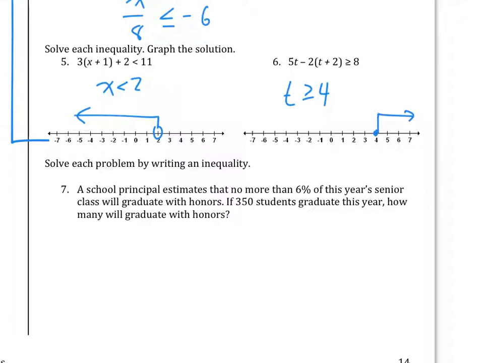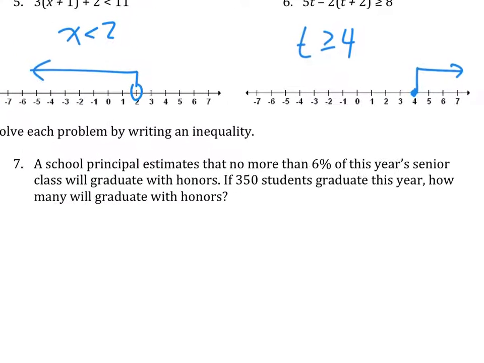Now, if you look at this word problem and you're kind of like, I don't know how to solve this, this is not like the ones from before, that's okay. We can still solve it. Okay, let's look at the question. A school principal estimates that no more than 6% of this year's senior class will graduate with honors. If 350 students graduate this year, how many will graduate with honors?